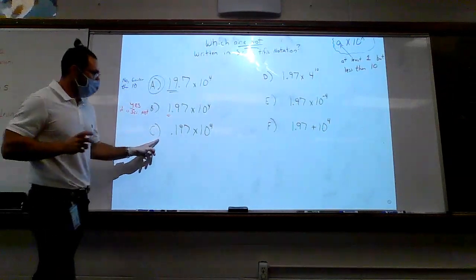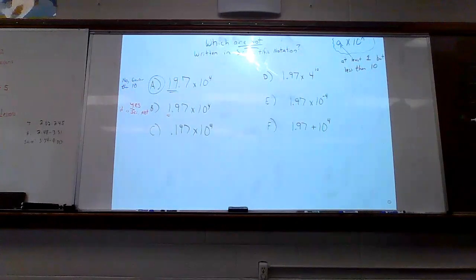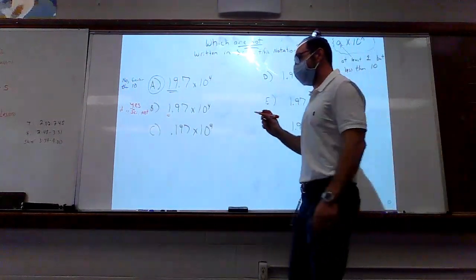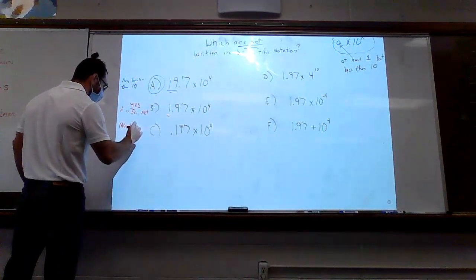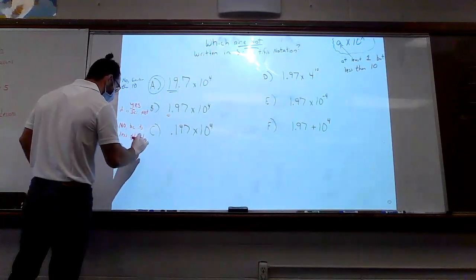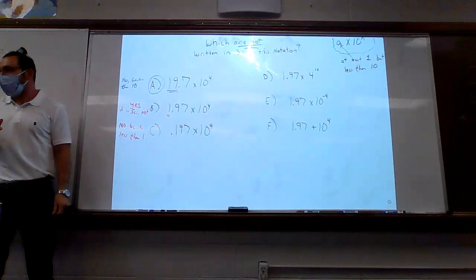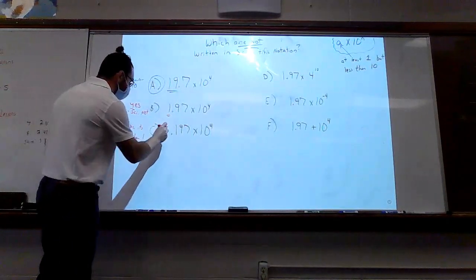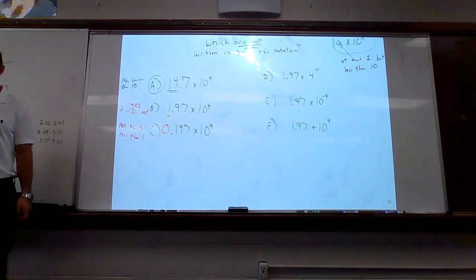Okay, Chris, letter C, 197 thousandths times 10 to the 4th. No, it's not. Why? Because it is less than 1. Very good. No, because it is less than 1. What number would actually be in front of this decimal right now? 0. Yeah, very good, man. It's a 0. Everybody's starting to see how we pick this up.